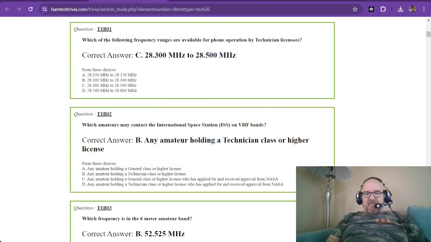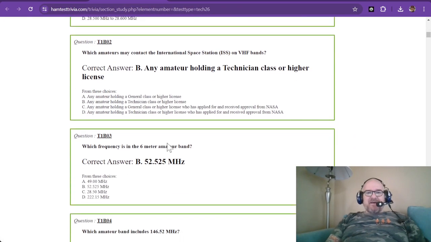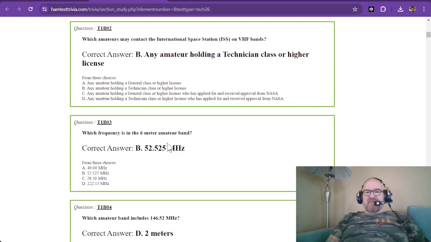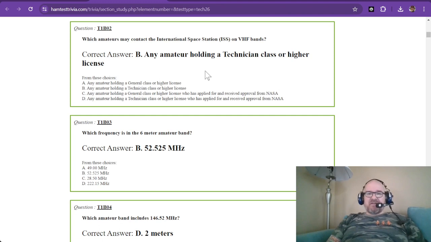Inside of the next question, it says, which amateurs may contact the International Space Station on VHF bands? That is any amateur holding a technician class or higher license. So if you want to go out there and point something to the sky and see if you can contact the space station or make contacts through the space station, you can.